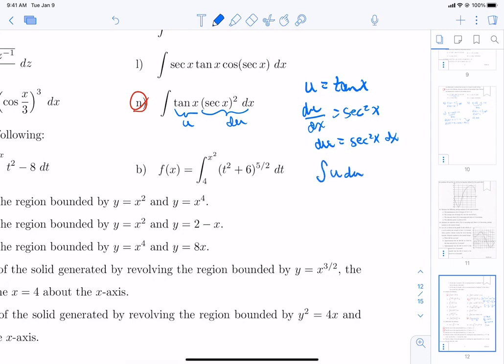What is the integral of u to the first? Well, the power has to go up by 1, right? And you divide by that new power. So what's the power going to go up to? A 2, right? And so this is going to be u squared divided by 2 plus c. Now, what was the u? The tangent. What do we got to put back in? The tangent. And so our answer would be the tangent of x squared over 2.